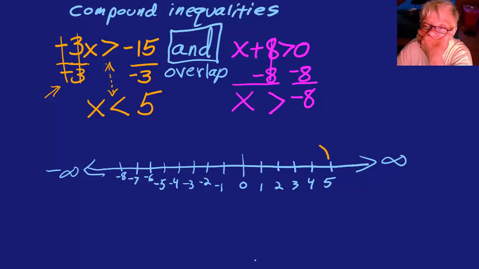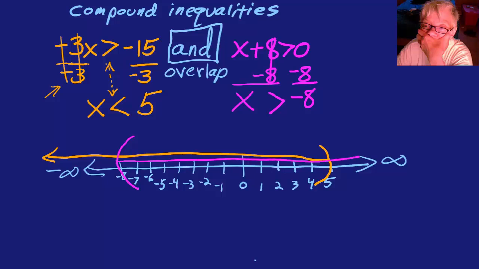Now, graphing the first inequality, we put a parenthesis through 5, and we draw an arrow going off to the left. For the second inequality, we draw a parenthesis through negative 8 and an arrow going off to the right. The solution set is the overlap of the two arrows. That's because we're using the word and.